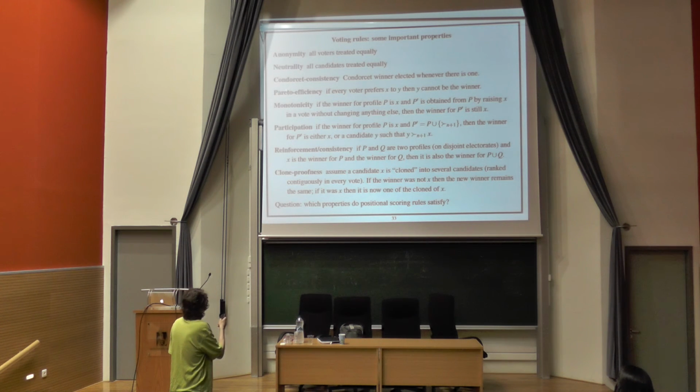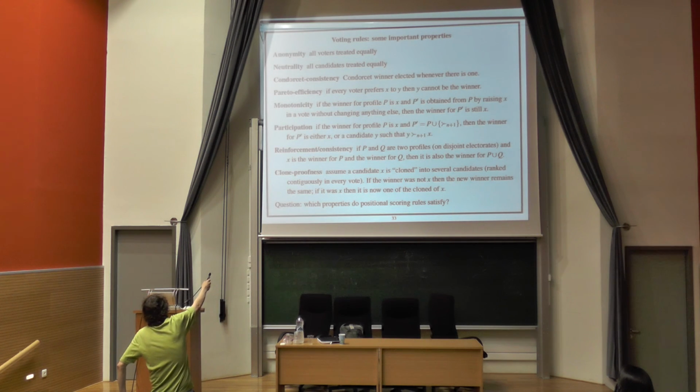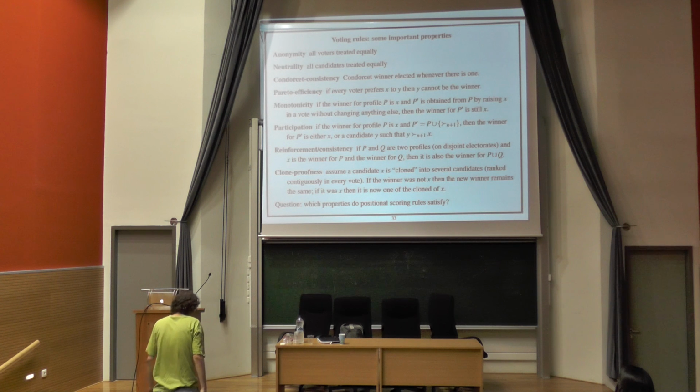So that makes many properties that are satisfied. Pareto efficiency is obvious. So we have anonymity, neutrality, Pareto efficiency, monotonicity, participation, and reinforcement. What about the other ones? The remaining two are Condorcet consistency and clone proofness.